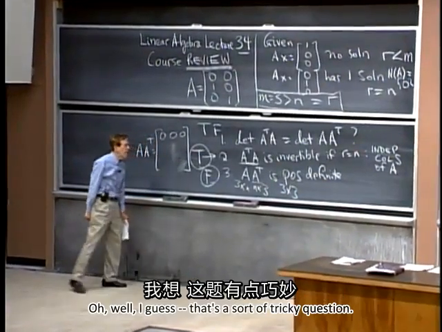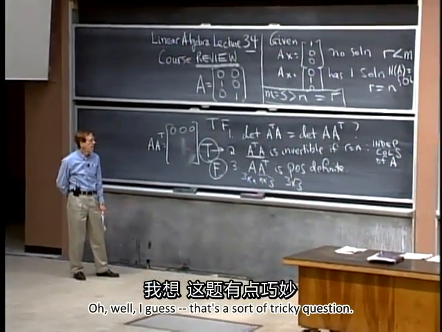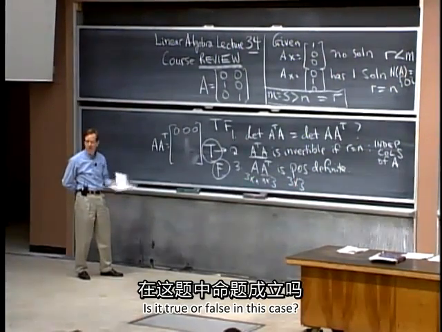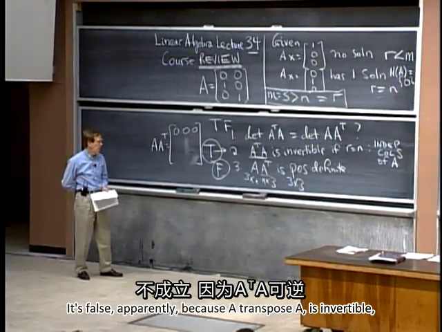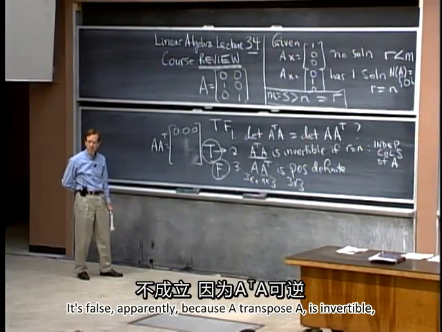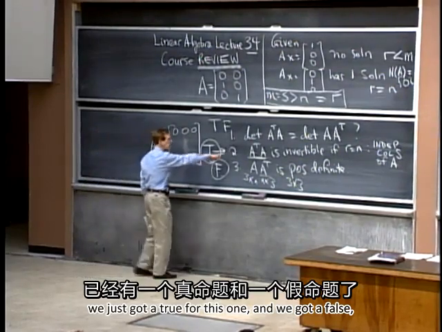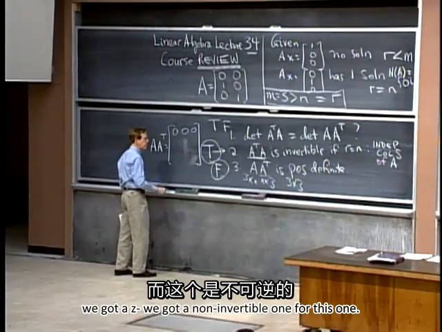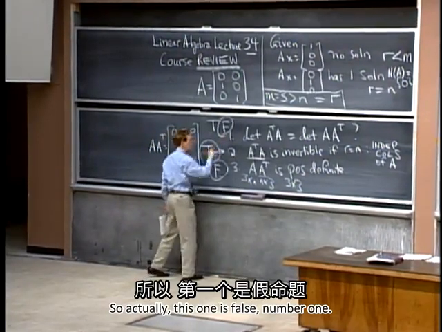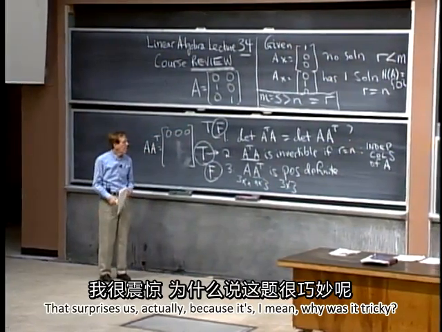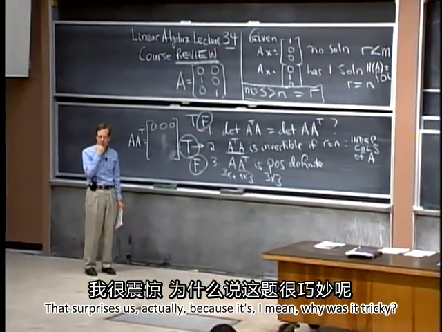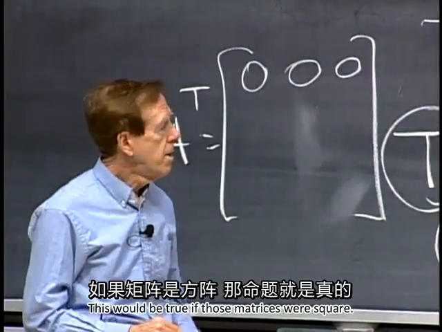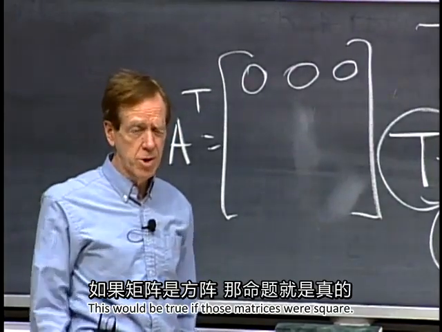What about this determinant? Oh, well, I guess that's a sort of tricky question. Is it true or false in this case? It's false, apparently. Because A transpose A is invertible. We just got a true for this one, and we got a non-invertible one for the other. So actually, this one is false, number 1. That surprises us, actually. Why was it tricky? Because what is true about determinants? This would be true if those matrices were square.